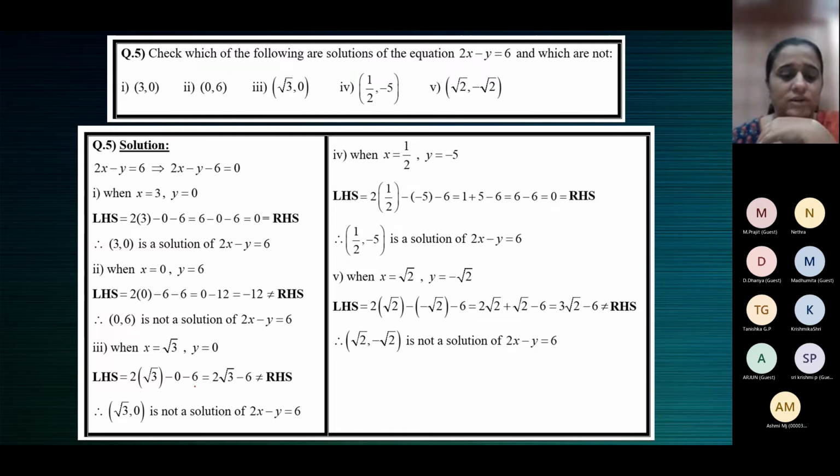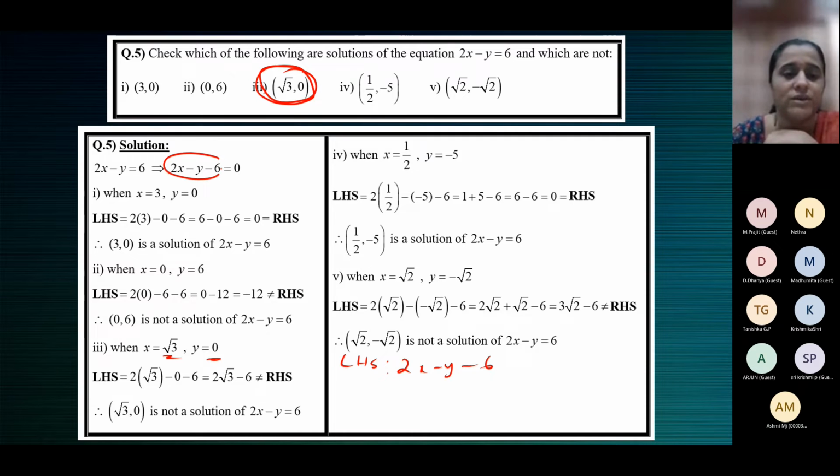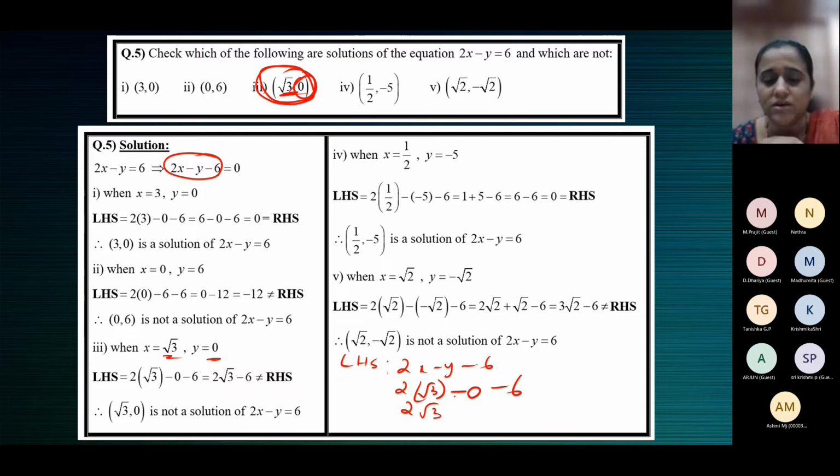I repeat. Now take this third point, root 3, 0, meaning x is root 3, y is 0. Take the LHS. What is the LHS? It's 2x minus y minus 6. Now 2 into, what is x? Root 3. 2 into root 3, minus y, which is 0, minus 6. Then you get 2 root 3 minus 0 minus 6, and 2 root 3 minus 6 is not 0. It's not the RHS. So this is not equal to the RHS.